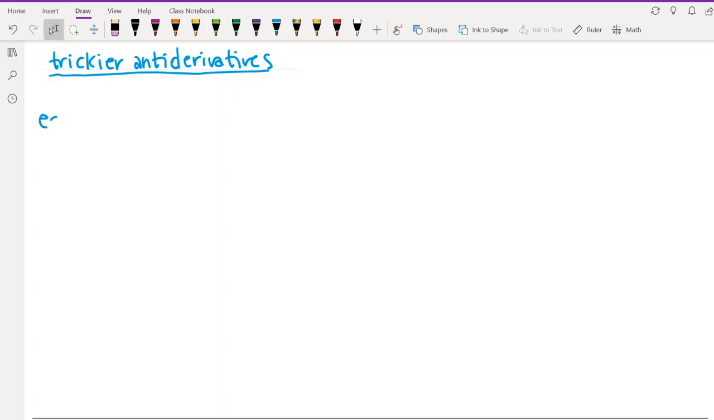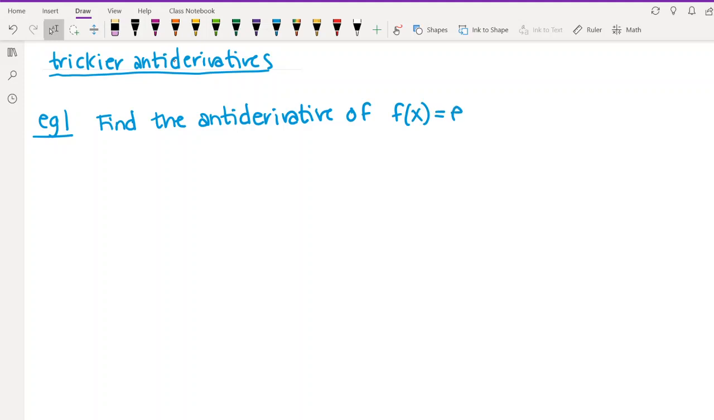So the first example I want to do is to find the antiderivative of f of x is equal to e to the negative x.